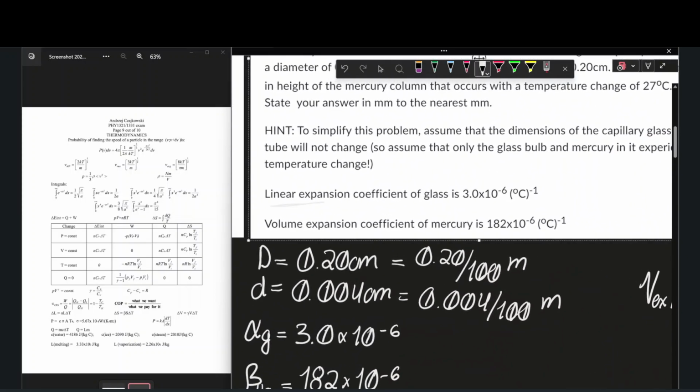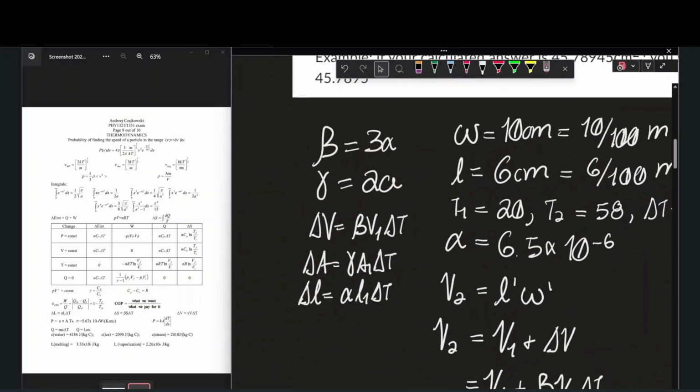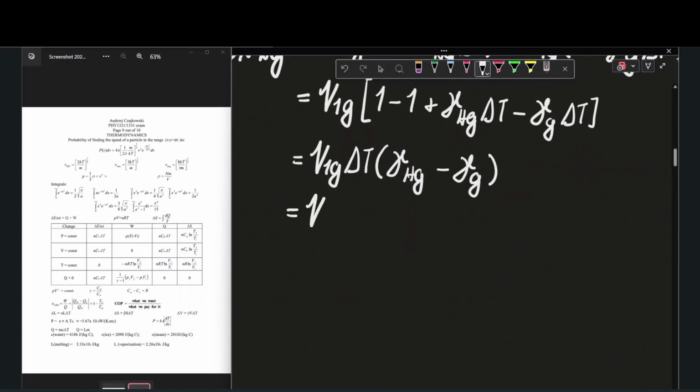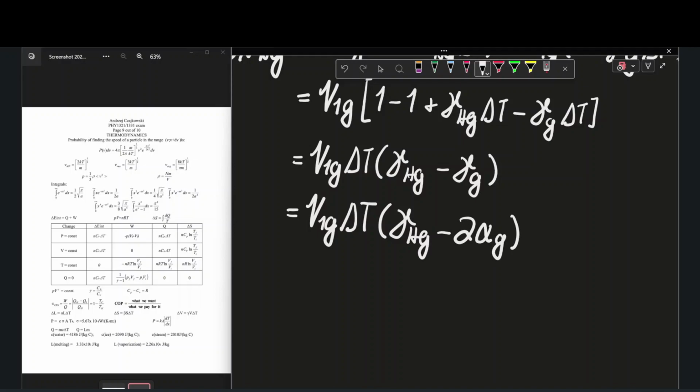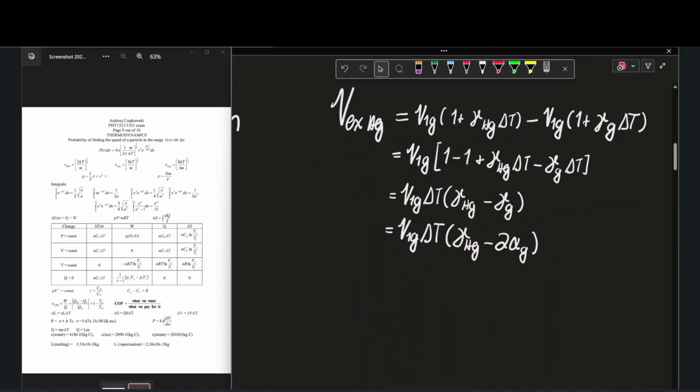Cool. And now we also have to make another distinction: we don't have the volumetric expansion of glass, but we do have the linear expansion. Now again, going back to this relationship, you know that gamma is 3 alpha. So we write this part right here as V1 of glass times the change in temperature times gamma of mercury minus 3 alpha of glass. Now we know this is the additional volume of mercury you'll have, right?